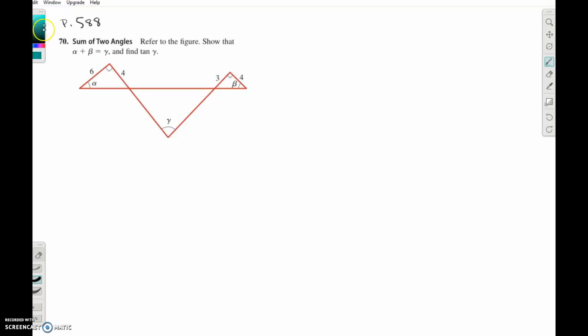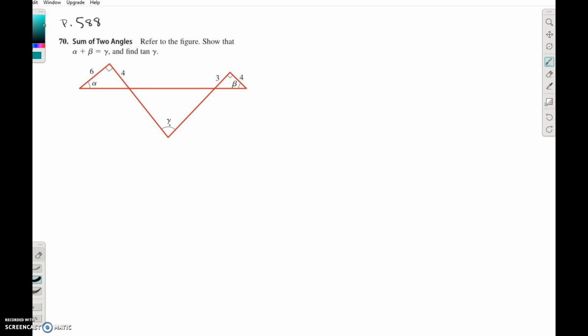All right, number 70 on page 588 says, refer to the figure, show that the angle alpha plus beta is equal to the angle gamma. I think it's gamma. I'm not real good with my Greek letters. My bad.